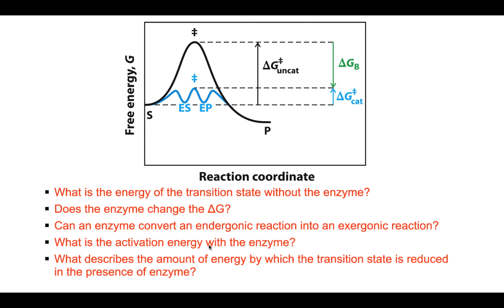And finally, what describes the amount of energy by which the transition state is reduced in the presence of enzyme? That's our binding energy. That's our green arrow here. That's the energy of the transition state minus the energy of the transition state in the presence of the enzyme. That is your binding energy.